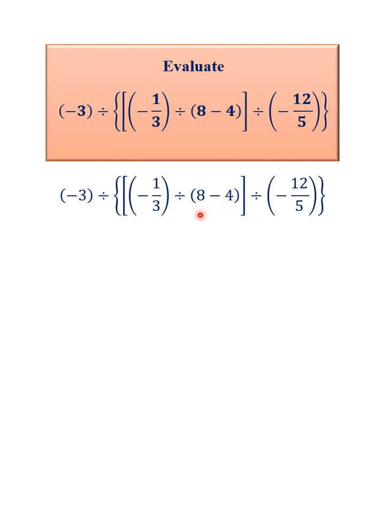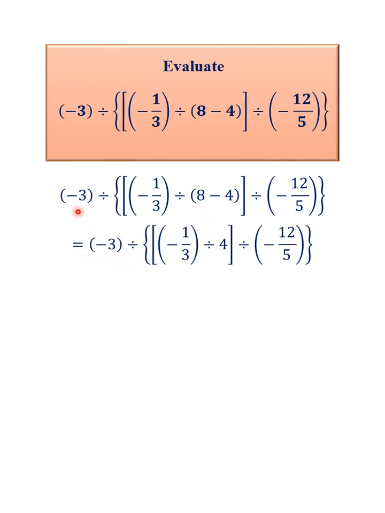This expression now reduces to, so this will be equal to -3 in a bracket divided by, we still have the curly bracket. Then within the curly bracket, we have a square bracket. And inside the square bracket, we have -1 over 3 divided by 8 minus 4 has been reduced to 4. This is the close of the square bracket. So the first thing we did was to simplify 8 minus 4 to give us 4. We are still working within the square bracket because we can still evaluate something there. So within the square bracket, we are having -1 over 3 divided by 4. That is what we want to simplify now.